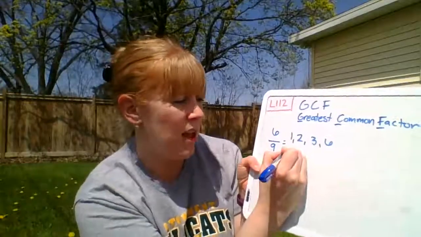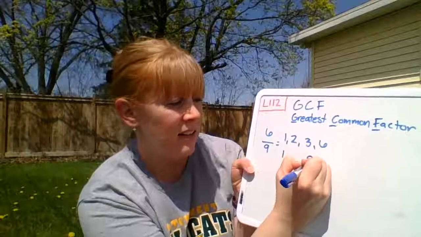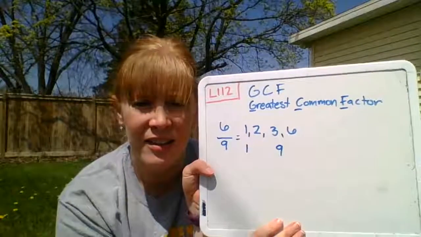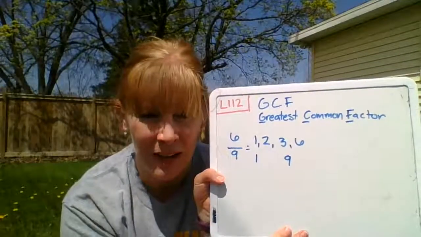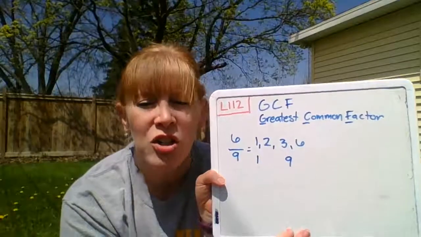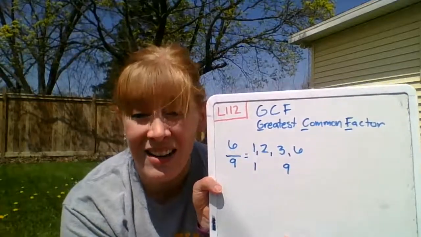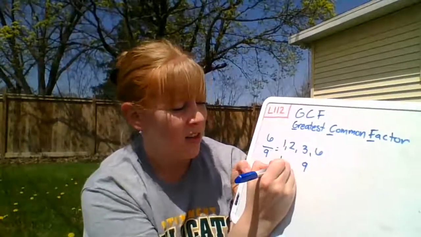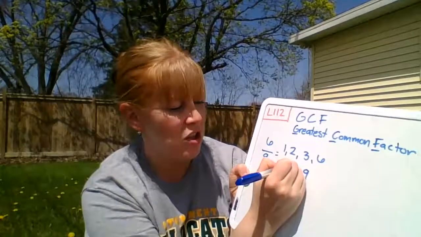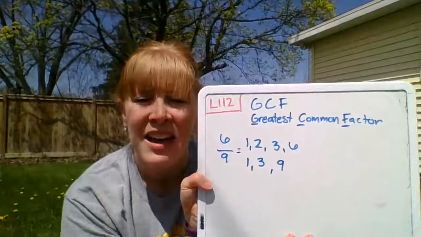And I know that 1 and 9 are going to be factors. Now 9 is a special number. It is a square, so it actually has an odd number of factors. The only other factor of 9 is 3, because 3 times 3 equals 9.